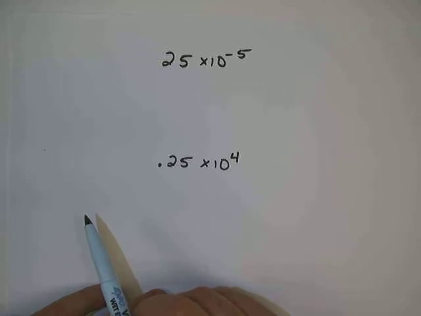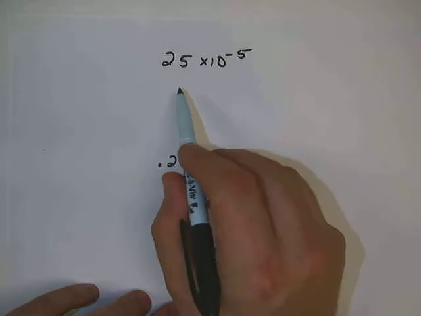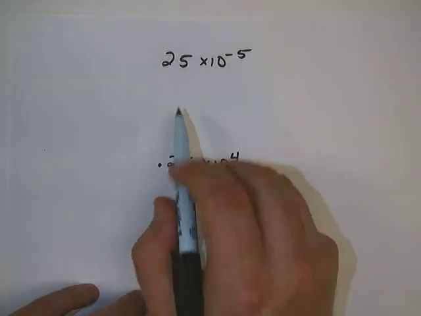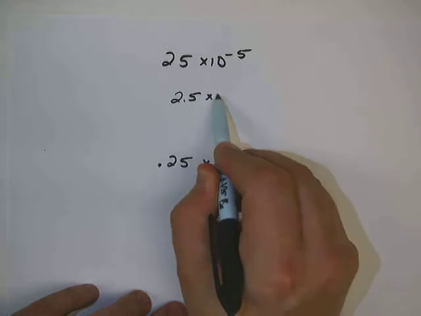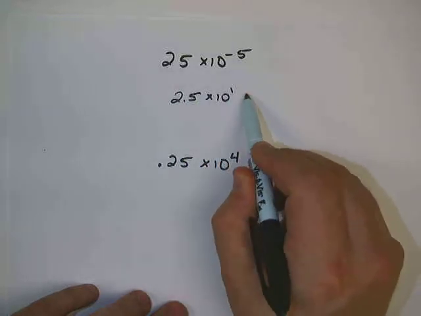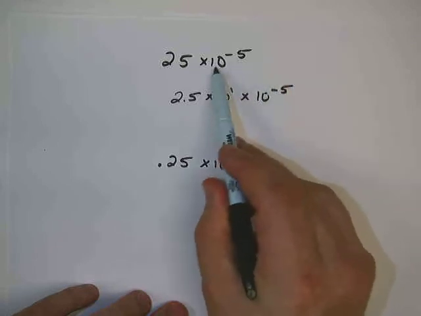One way that the book worked these problems out, and I thought was kind of interesting, it's not the way I learned to do it, but I think it's pretty valid, is to take a number like 25 and write it in scientific notation so that we see 2.5 times 10 to the first times 10 to the negative fifth that we originally started out with.